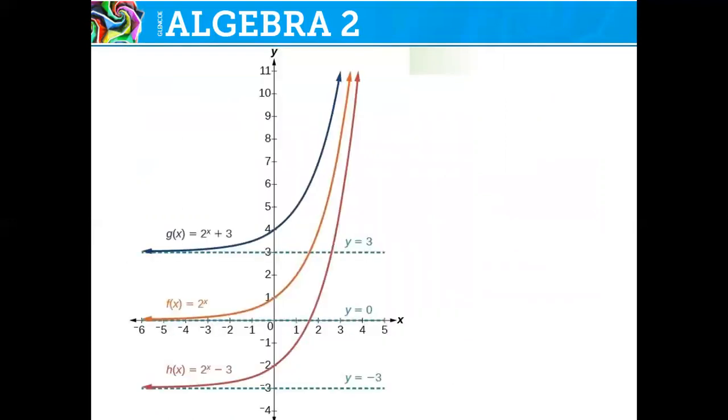And this is an example where you can see the parent function, f of x equals 2 to the x, and its vertical translation by 3 units up and 3 units down, and the 3 different graphs and the 3 different asymptotes. You can see that the asymptote depends on the k.